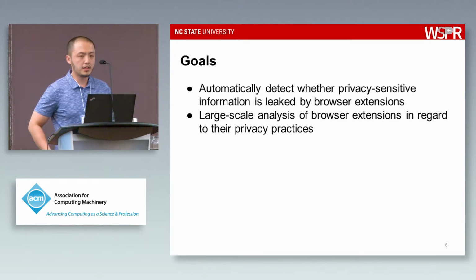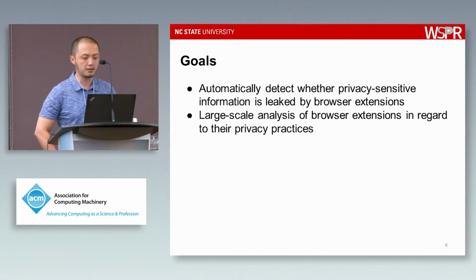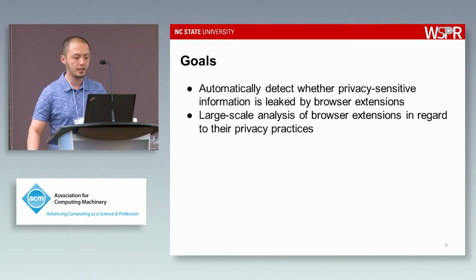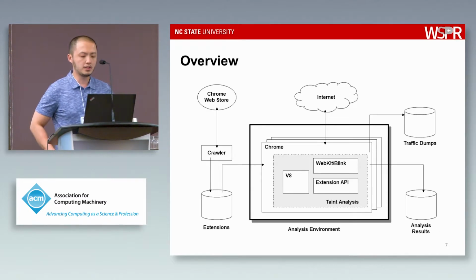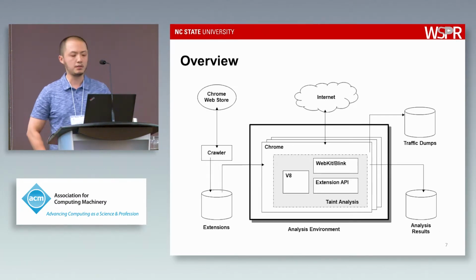Given the potential for privacy abuse, our goals in this paper are first to design and implement a system that can automatically detect whether privacy-sensitive information is being leaked by browser extensions. And then we want to apply such a system to large-scale analysis of browser extensions in regard to their privacy practices. To introduce our system, we begin with a high-level overview.